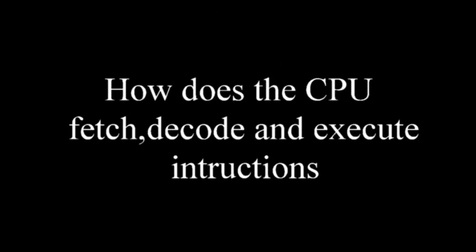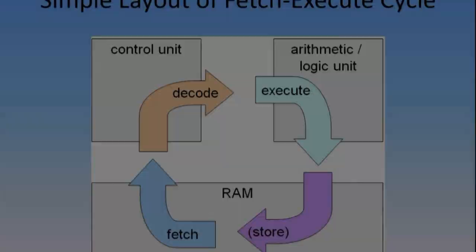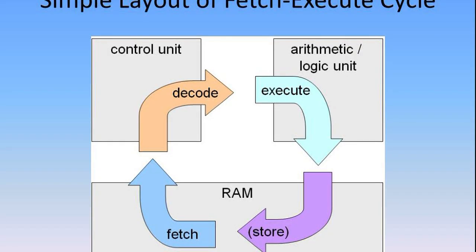How does the CPU fetch, decode, and execute instructions? The CPU executes instructions through a cycle called the fetch, decode, execute cycle. Here's how it works. The CPU, known as the Central Processing Unit, fetches, decodes, and executes instructions in repeating cycles to complete a program. 1. Fetch. The CPU copies the instructions from the main memory into the registers.